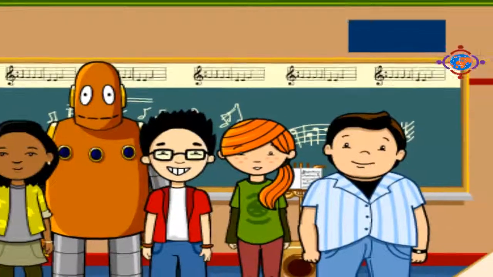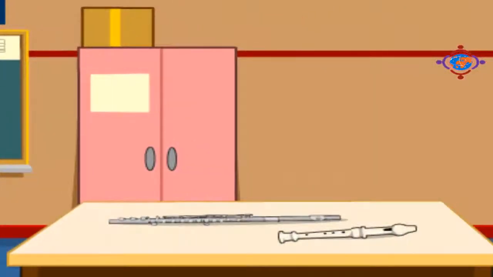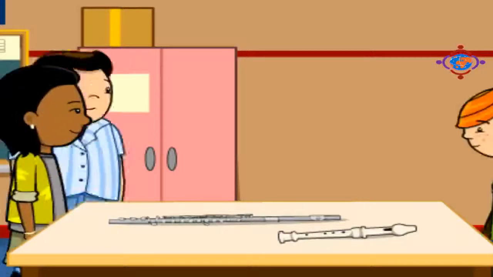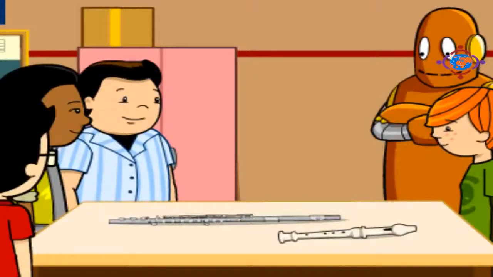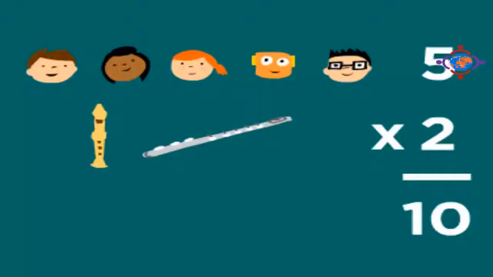Some kids are starting a band. Each kid can play either the flute or the recorder. What are all the possible outcomes? There are 5 kids with the choice of 2 instruments. 5 times 2 is equal to 10. There are 10 possible combinations.